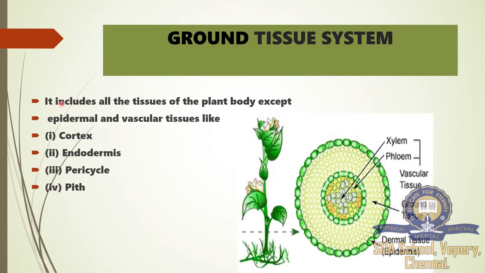Ground tissue system. It includes all the tissues of the plant body except the epidermal and vascular tissue systems. It includes only the plant body tissue. It does not include the other tissues, epidermal and vascular. It has the parts cortex, endodermis, pericycle and pith. This is usually used for giving structure to the plant, this inner ground tissue system.